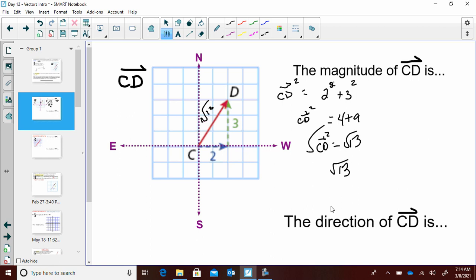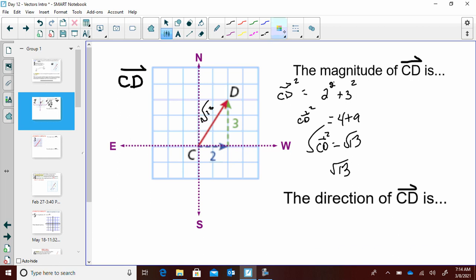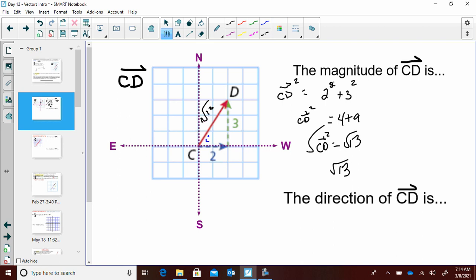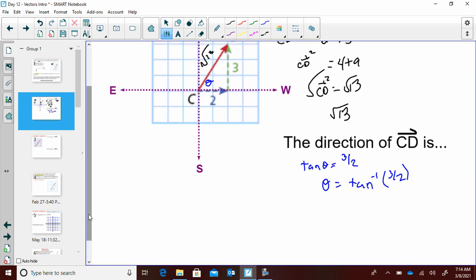Now let's think of the direction. How do you think we're going to make the direction here? Yep, we're just going to use inverse trig. Let's call that theta. The tangent of theta is 3 over 2. So then I say theta is equal to the inverse tangent of 3 over 2. Let me pop that in my calculator.